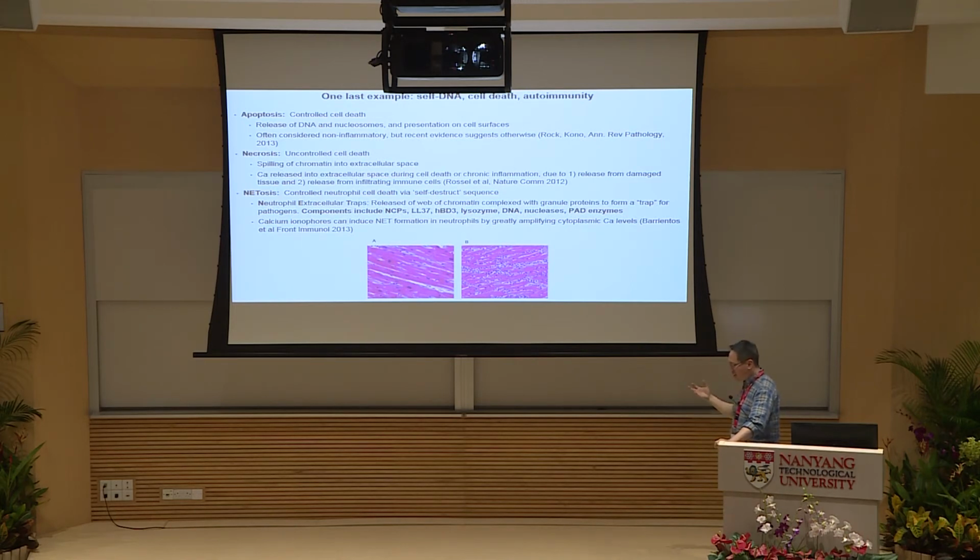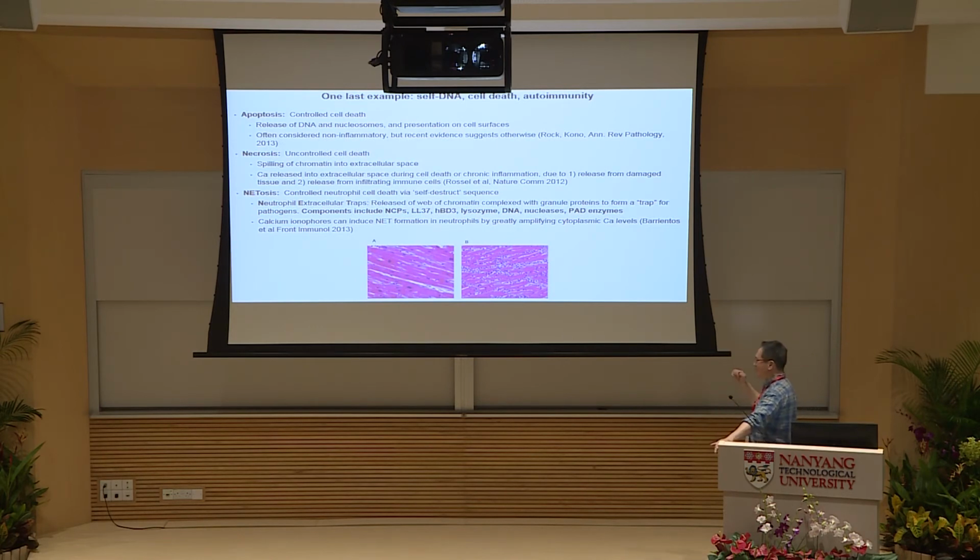Why is it that our dead cells will elicit this immune response, right? And it turns out there's a phenomenon called NET formation or NETosis. This is a kind of controlled neutrophil cell death via a kind of self-destruct sequence. And what immune cells, what neutrophils specifically do, is they basically extrude a web of chromatin that's complexed with various proteins that winds up forming a kind of trap for pathogens.